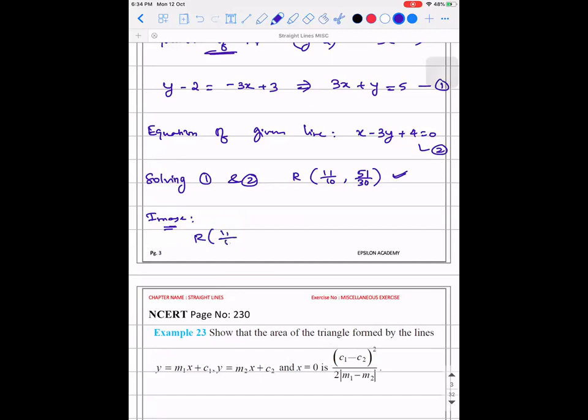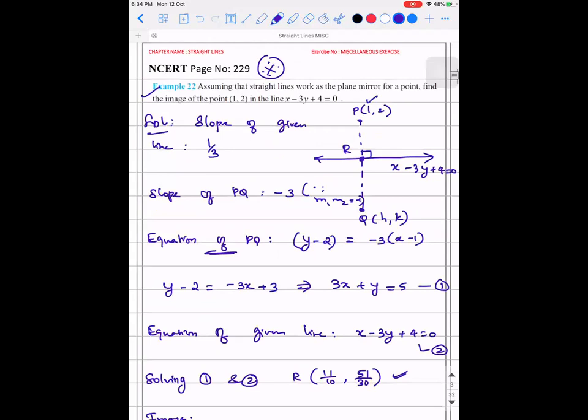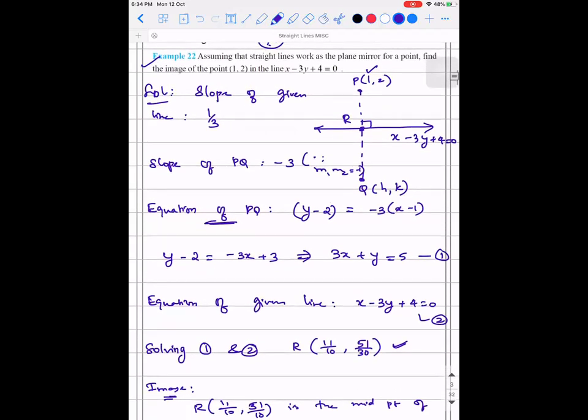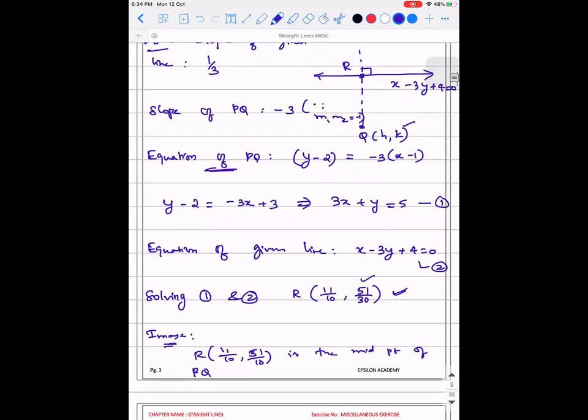R (11 by 10, 51 by 30) is the midpoint of whom? PQ. So the value of P is known, the x coordinate of P is 1. So (1 plus h) divided by 2 is 11 by 10. Similarly, (2 plus k) divided by 2 is 51 by 30. Solve both, you will get the answer. Can you tell me what is the final answer?